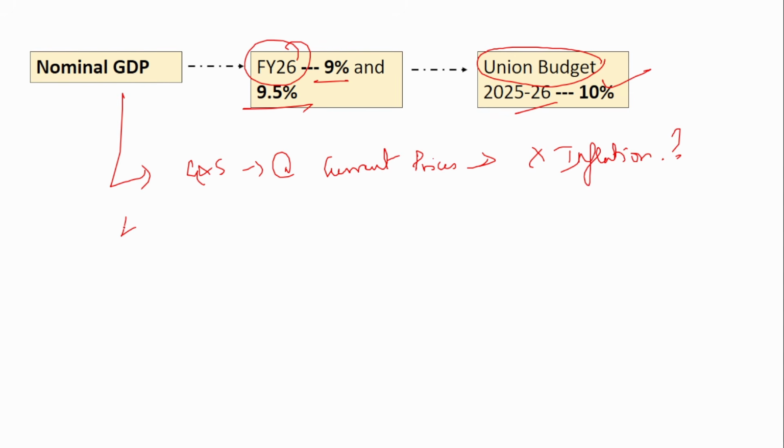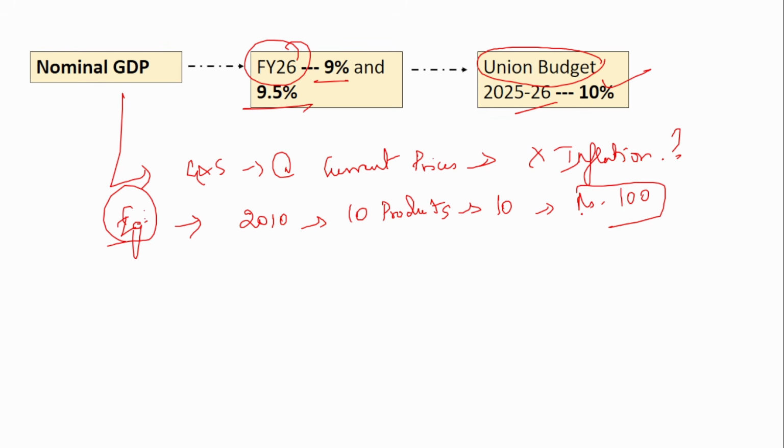Let me explain this with an example so that it will be easier for you to understand. Suppose in 2010, there are 10 products that had been manufactured overall in the country. This is just a hypothetical example for you to understand what nominal GDP is. In 2010, say there were 10 products manufactured and the value of each product was 10 rupees, so the total value of final goods produced at the current price in 2010 was 100 rupees. This was the GDP at nominal price in 2010.